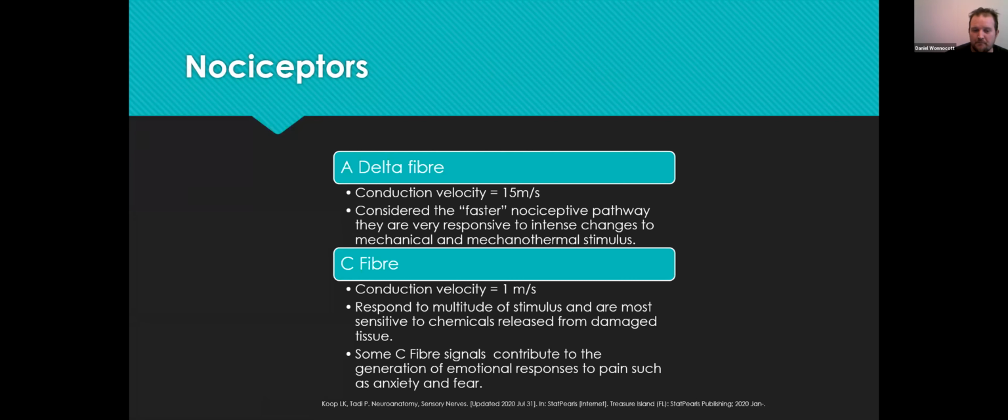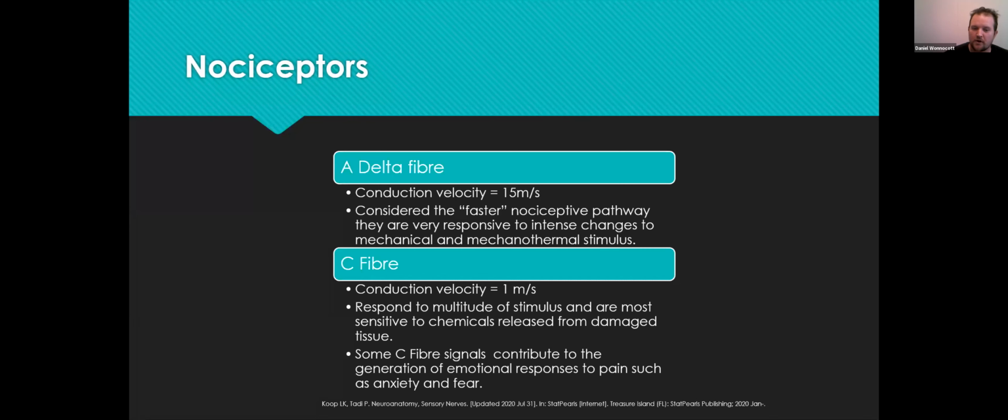So things like rapid changes, or things that it perceives as maybe threatening in a mechanical or mechanothermal sense, are going to stimulate an A delta fiber. You roll your ankle and you tear the tissue, that sharp initial pain, that's that A delta fiber. You put your hand in a fire, that initial big bout of pain is that A delta fiber.